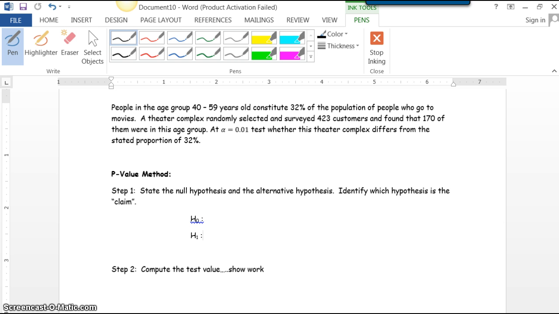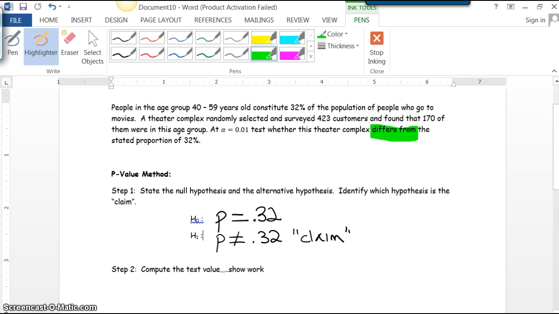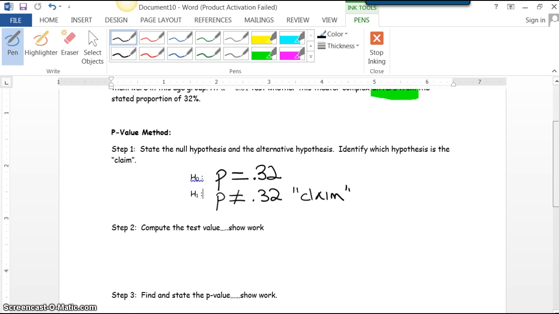So let's put down our hypotheses. The equal sign always goes with the null hypothesis, and we are hypothesizing that the proportion is 32%. Then the alternative would be "differs from," which means not equal to, and that appears to be the claim. I'm getting that from this sentence right here: differs from means not equal to, and we're wondering whether this complex differs from the stated proportion of 32%.